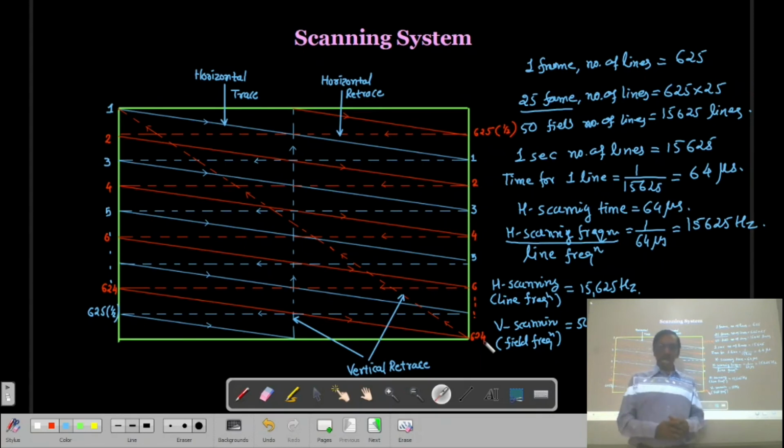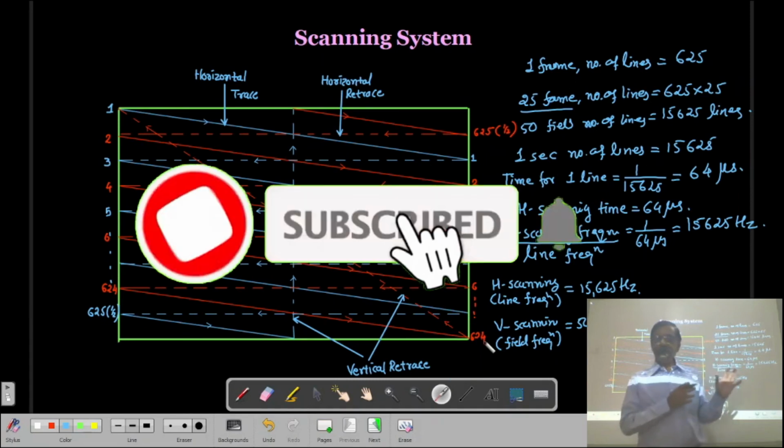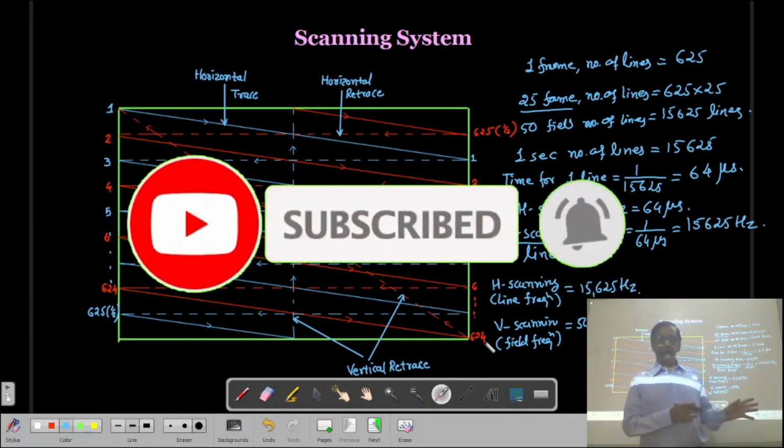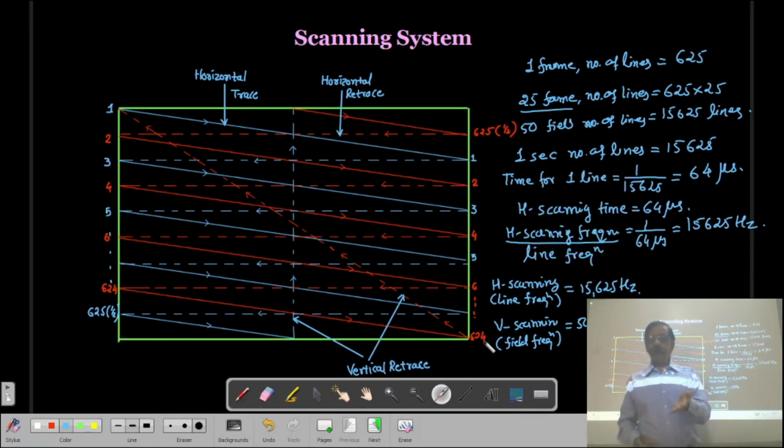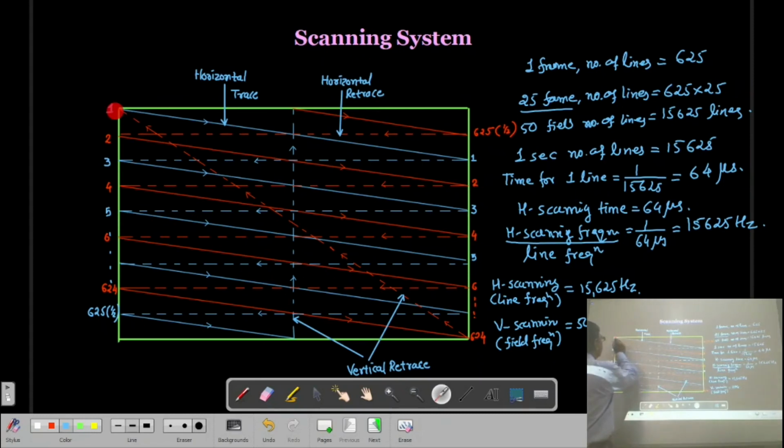Now in the next lecture, we will discuss the composite video signal. So basically these are the scanning frequencies. But whatever 64 microseconds we have considered, during the 64 microseconds the electron gun is moving from left to right as well as coming back to the left. That is a total 64 microsecond time period. So how much time is required to trace the picture and how much time is required for the retrace? All these things we will discuss in the next lecture.